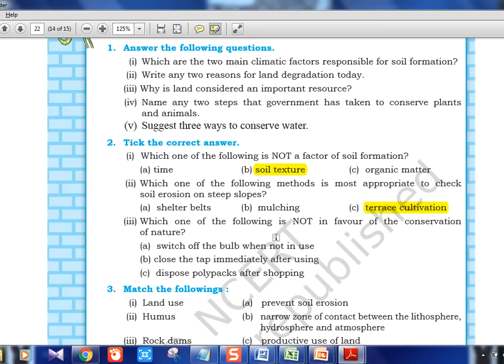Which one of the following is not in favor of the conservation of nature? Switch off the bulb when not in use. That is not the answer. Close the tap immediately. That's also good for nature. Dispose polybags. So plastics which you go and dump on the ground, that is actually not good for conserving nature. So that is the answer.